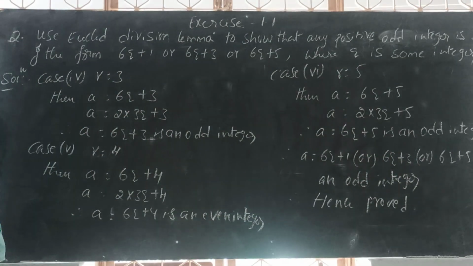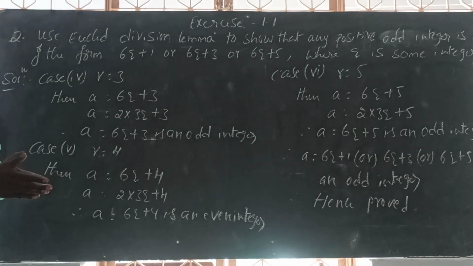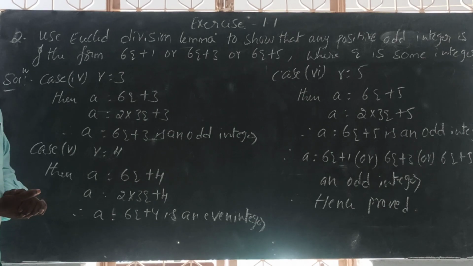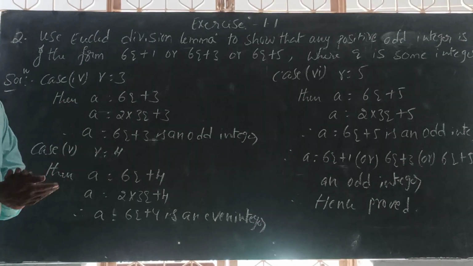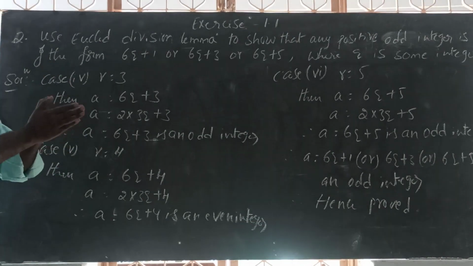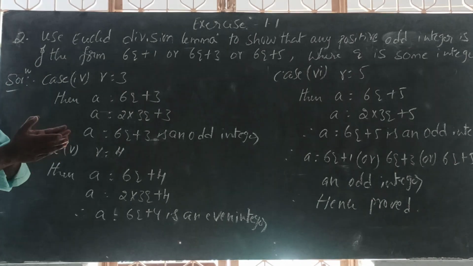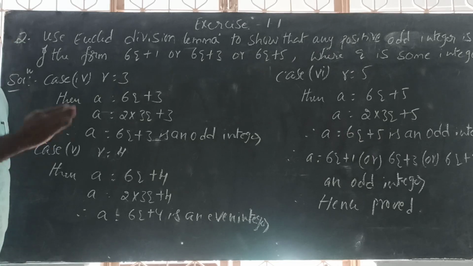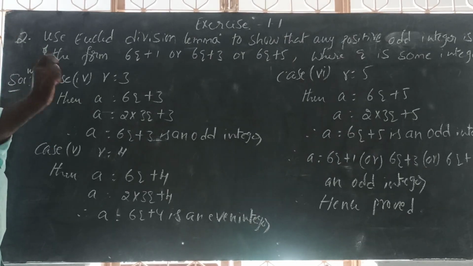An odd integer means a number which, when divided by 2, leaves remainder 1. What is the general form of an odd number? 2n plus 1, that means a multiple of 2 plus 1. That means consecutive odd numbers: 1, 3, 5, 7 and so on, where we add 2 each time.